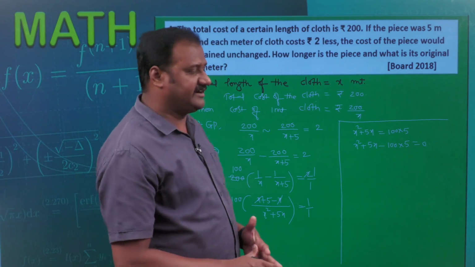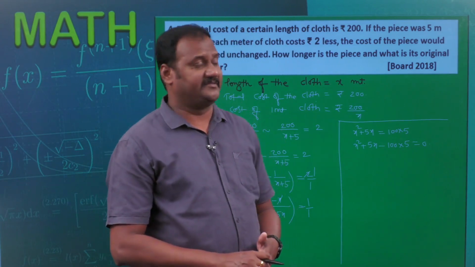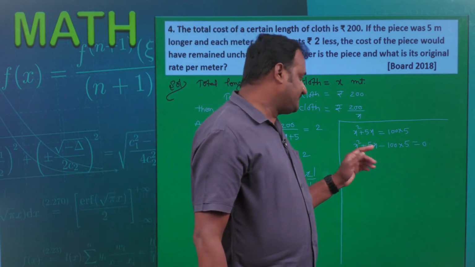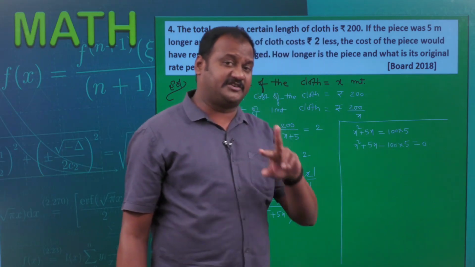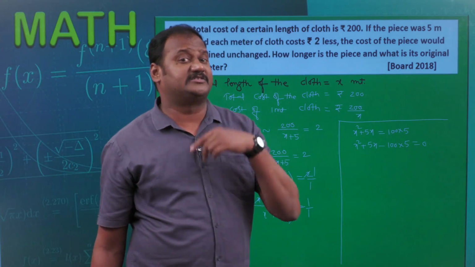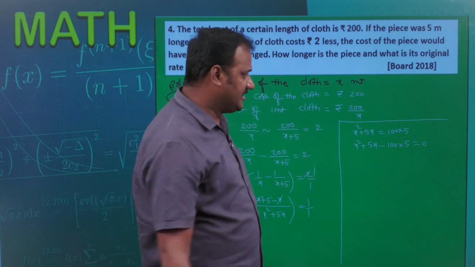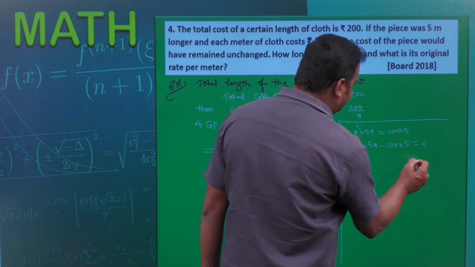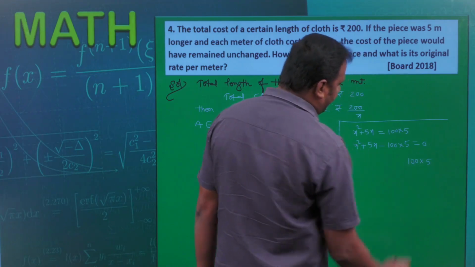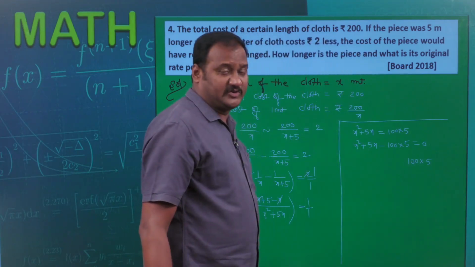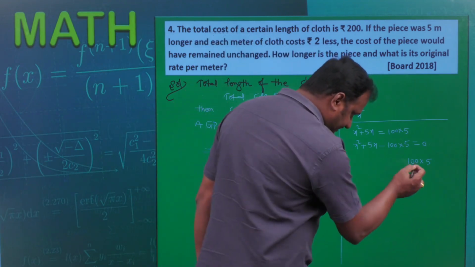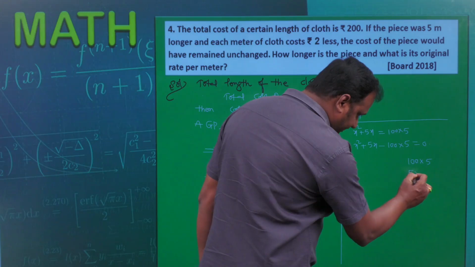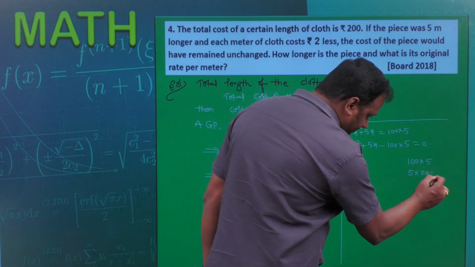So why did I write 100 into 5 instead of 500? Because you see this is 5. If you can express this 100 into 5 as the product of two consecutive multiples of 5, your matter is over. So I am going to write this as the product of two consecutive multiples of 5. One 5 is already there. Can I write this 100 as 5 into something? Yes, 5 into 20 is equal to 100.